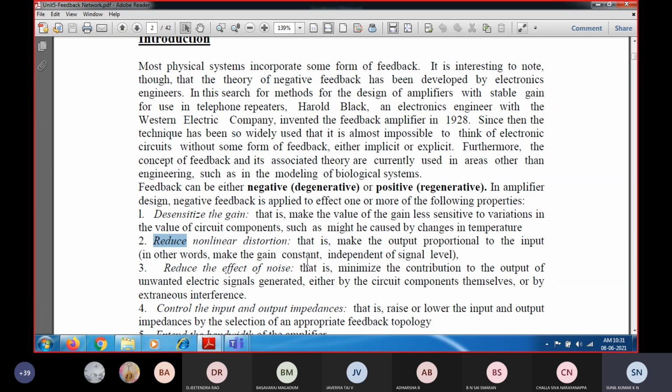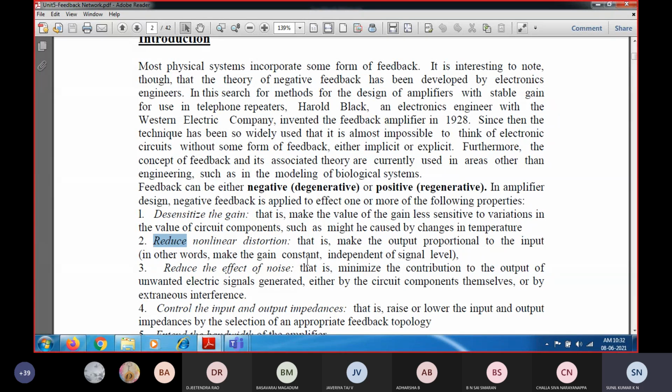So making the output proportional to that of input is nothing but, for 10 amps of current, suppose we are going to have 10 volts output, you are going to get it for a small 10 milliamps of current. Suppose you are going to increase to 20 milliamps of current, the output also has to increase by the same amount rather than increasing drastically.